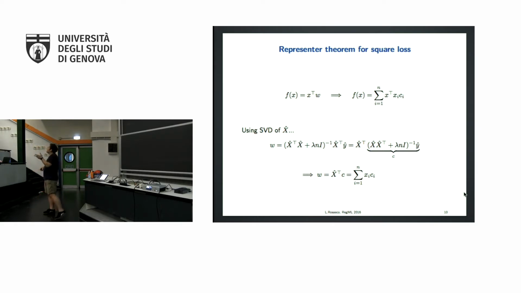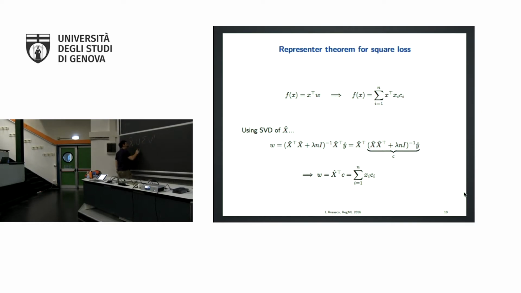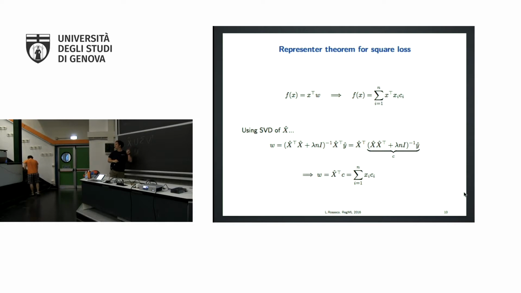There are two questions here. What did I achieve, and how do you prove it? Let's tackle how you prove it first. If you take the SVD of X, remember that this means you take X and write it this way, where both this and this are orthogonal, and this is just a diagonal matrix, okay?